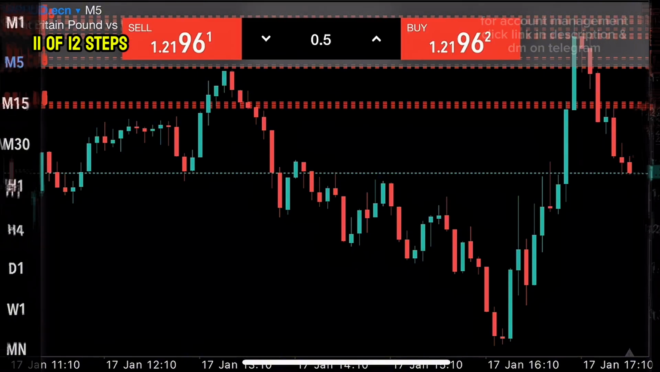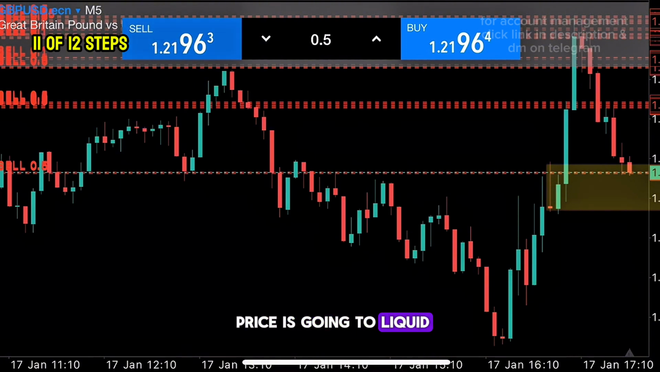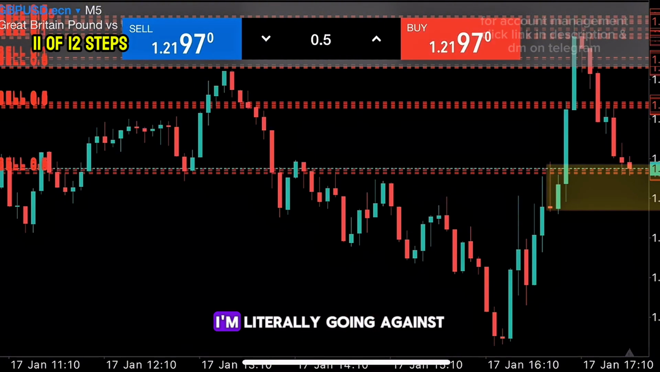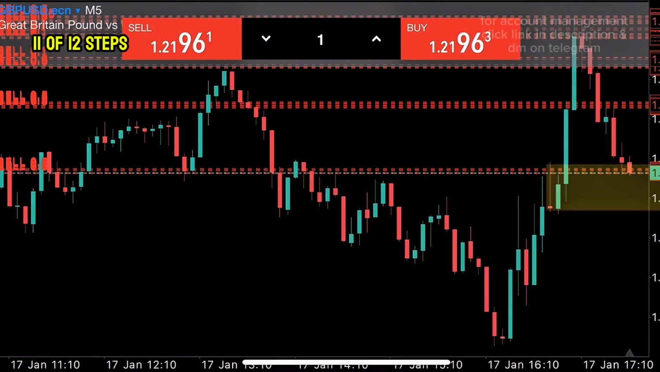and then you see that demand zone there. I hit it again at that point because I know that price is going to liquidate all those people that are trying to buy there. That's it. I'm literally going against those people that are buying. And you can see that in all those trades I've taken in the past, all these breakout trades, I've used this a couple of times and it still works.